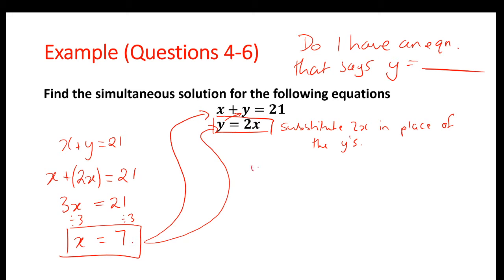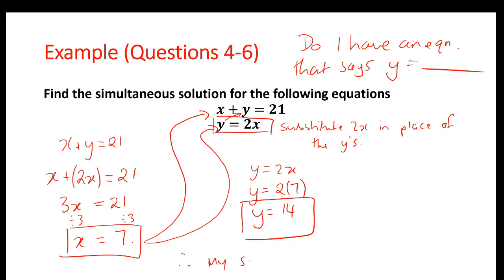But I'm going to use the equation y is equal to 2x, because it already says y is equal to something. Okay? So let's substitute that point where x is equal to 7 into here. And we're going to get y is equal to 2 lots of 7. So y must be equal to 14. So therefore, my solution is when x is equal to 7 and y is equal to 14.